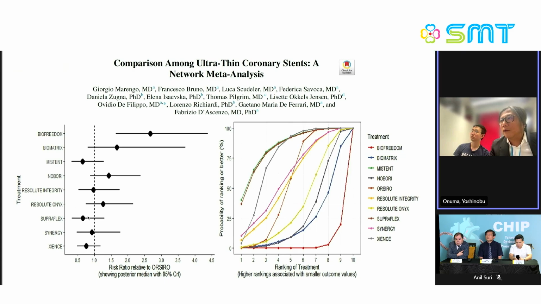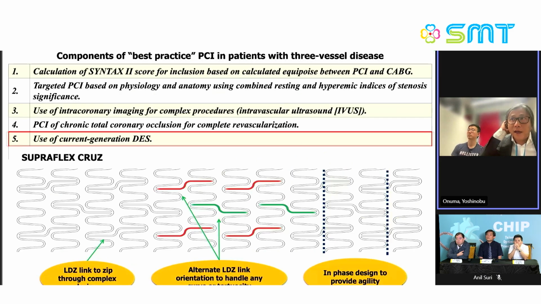You can see it's not significant, but the point estimate is lower than the risk of the reference, which is Orsiro in this case. So you can see that Supraflex has a very good efficacy in terms of preventing TLR. However, I must say that the study included in the meta-analysis was TALENT, which was an all-comer trial performed in Europe. Left main was only 1.5%. So we don't have specific data on the left main.